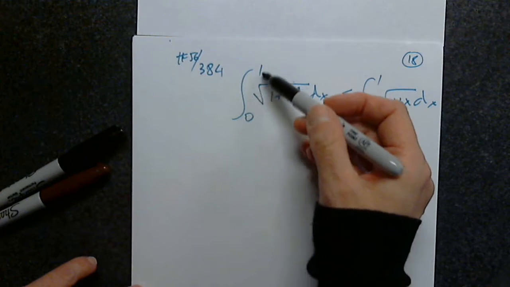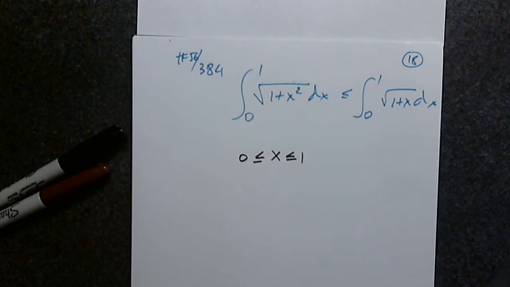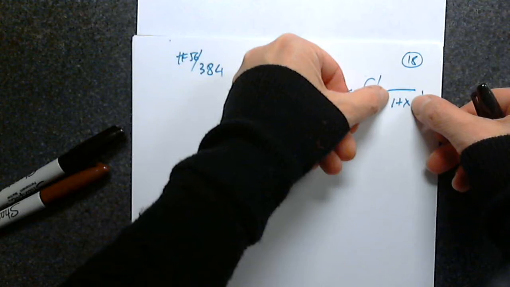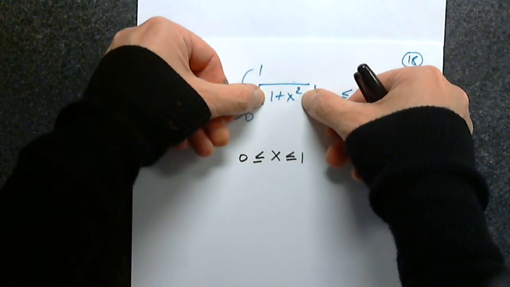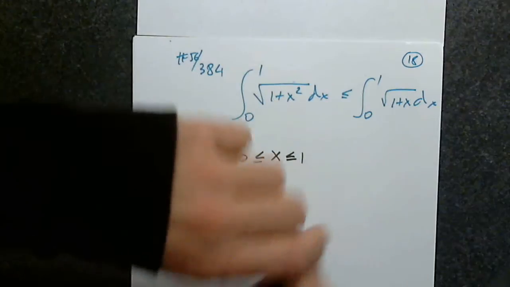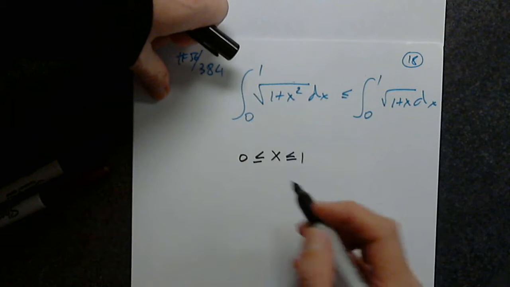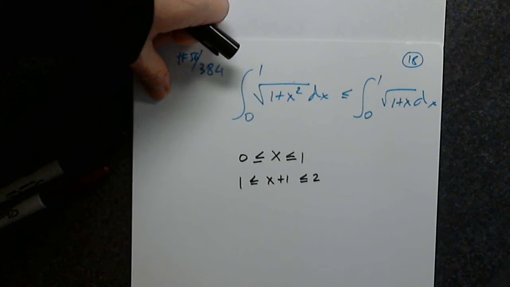My starting point is that x is a number between 0 and 1. That's what I know so far. That x must be a number between 0 and 1. Notice that I am going to look at this with a square root, and I'm going to look at this with a square root. So for now, let's take a look at this piece. Meaning, I'm going to add 1 to all three sides. So I have 1 less than or equal to x plus 1 less than or equal to 2.